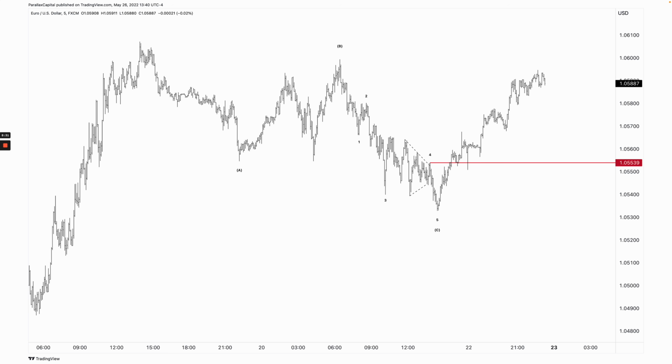And another example here, once again in the euro, you can see we have a 5-wave decline for wave C, and the wave 4 extreme comes in at 105.54. So we place a buy stop a few pips above there, and that's how this entry technique works.